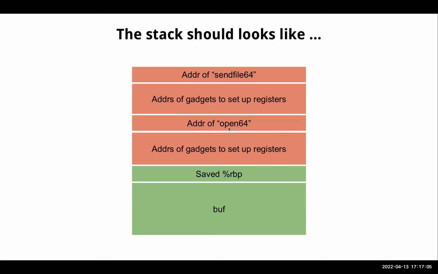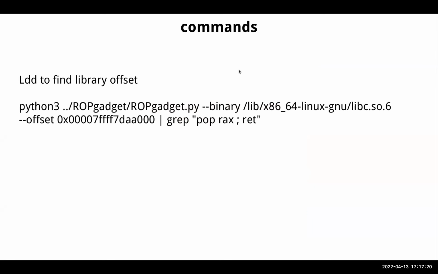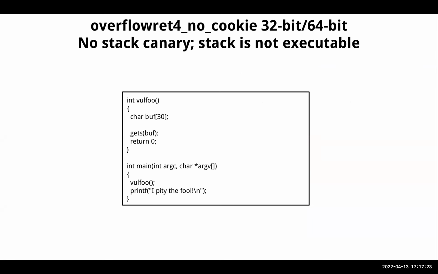So open, its 64-bit version is called open64. Then we can do a sendfile64. This one, like I said, you don't have to call a function. You actually can use a system call, but we can do both of them as functions. Okay, so how do we do that?